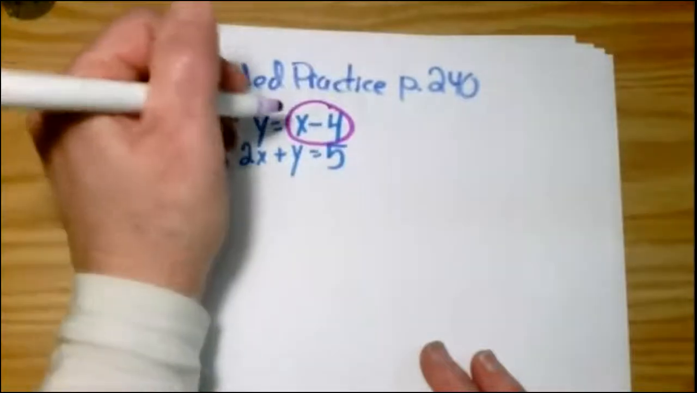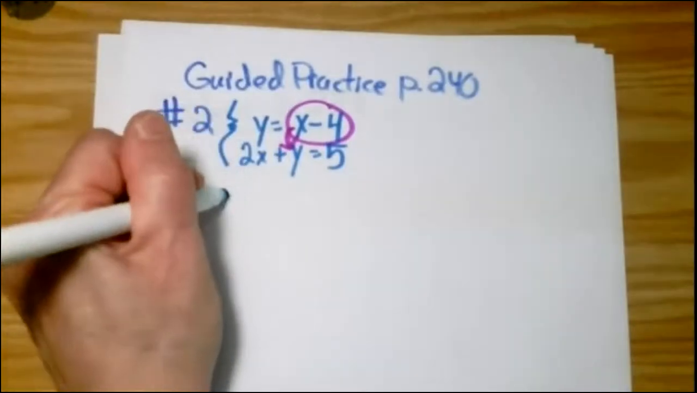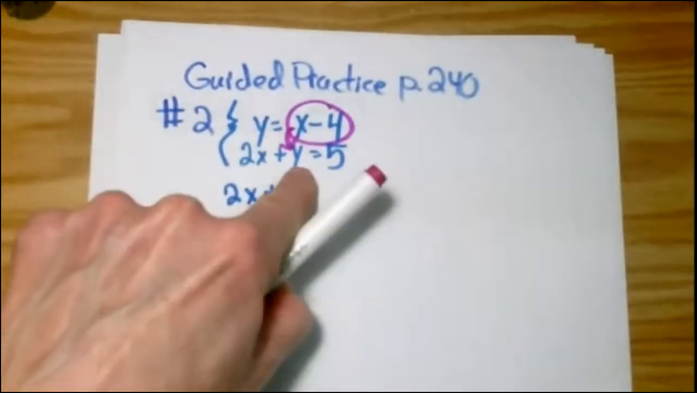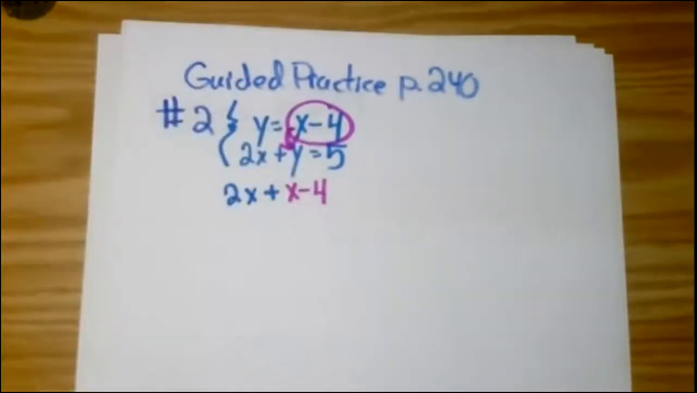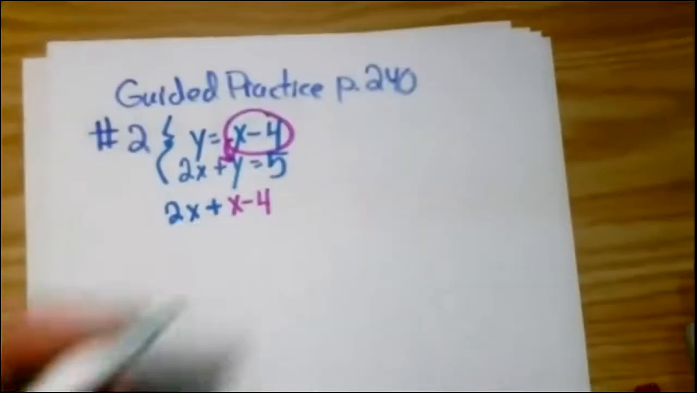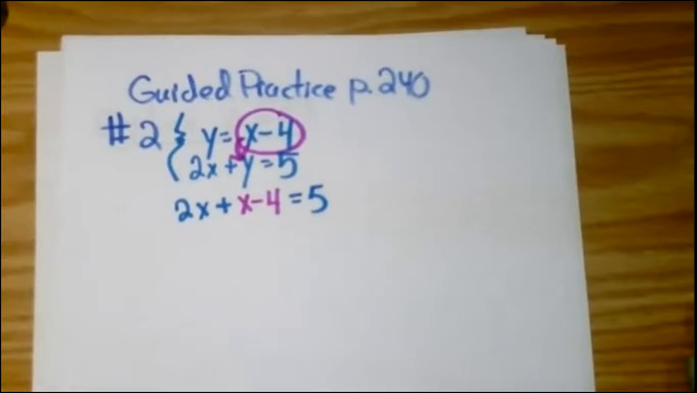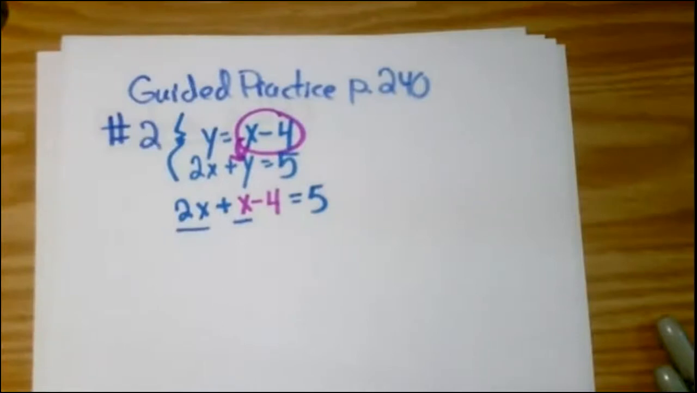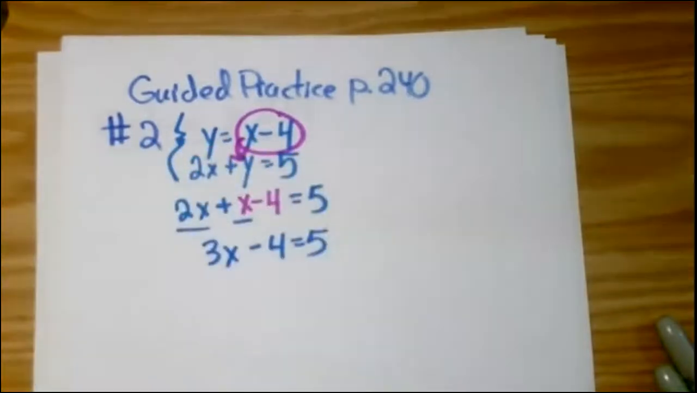We're going to plug that in for y into the second equation. So if I do that, I will rewrite the second equation as 2x plus, what is y going to represent now? x minus 4, equals 5. Okay. Now I solve. So I have a 2x and an x. So 2x plus x is 3x minus 4 equals 5.